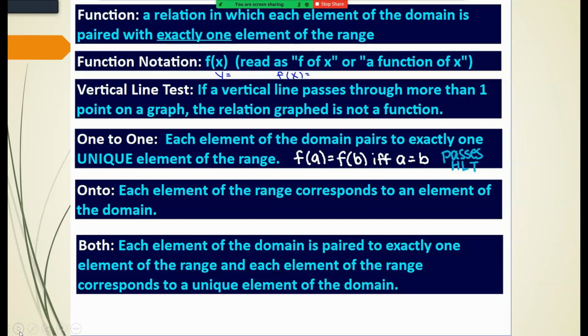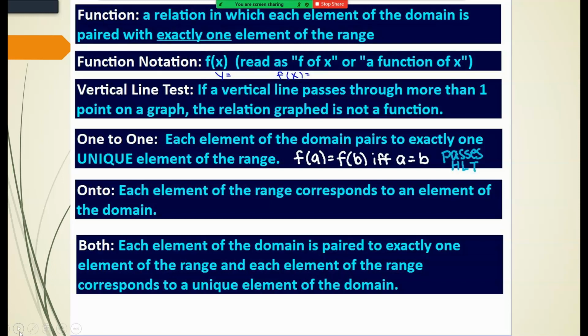A function in notation or standard form is read as f of x or a function of x. Pretty much for the remainder of the year, you will see function notation. We will continue to use function notation for a majority of this year. The vertical line test says if a vertical line passes through more than one point on a graph, then that relation graph is not a function.